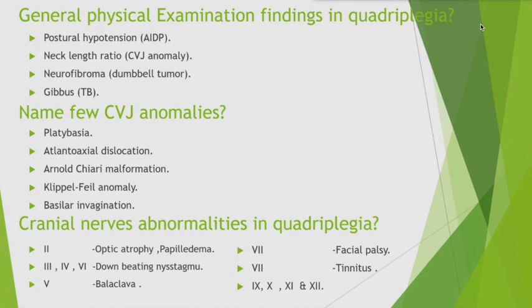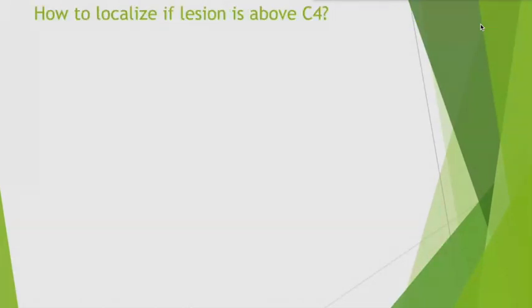And fifth nerve, we will come to that later on. Seventh nerve, we are looking for facial palsy. In case of Guillain-Barré syndrome, facial palsy is possible. And lower cranials can be affected when there is a high cervical cord lesion.